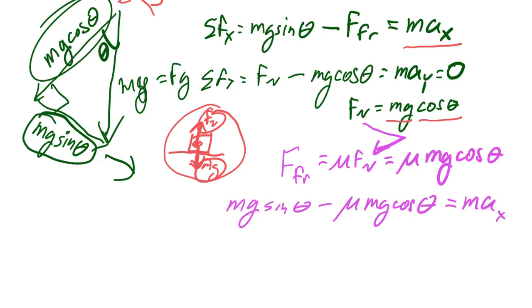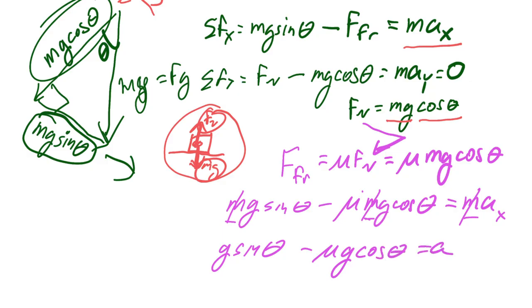Now notice what happens here. We have mass, mass, mass. Since we have mass in all three terms, we can cancel out the masses. So what are we left with? We're left with g sine theta minus mu g cosine theta equals a.